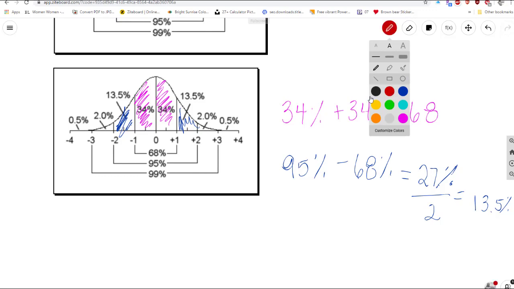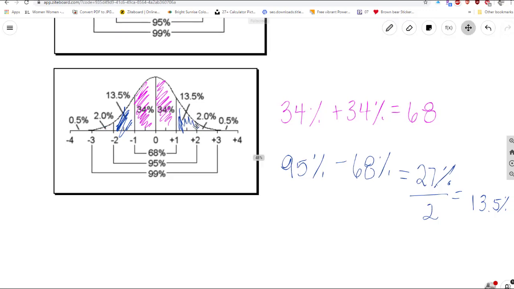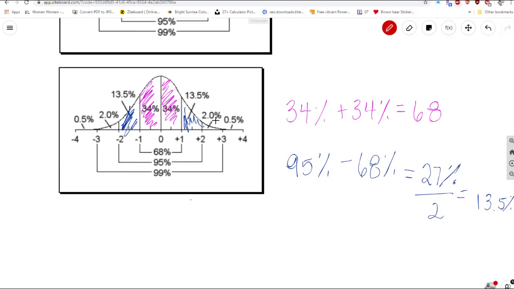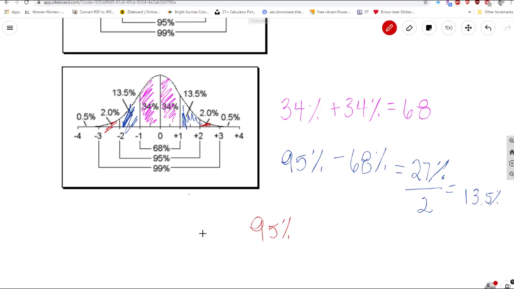Then we know that if we add this little red piece out here, and this little red piece, we've got an additional 4%, right? So if we've already taken up 95% of the curve, and all that out here and out here ends up being 99%, minus 95%, that's 4%. And if we divide that by 2, that gives us 2% on either side of the standard deviation.